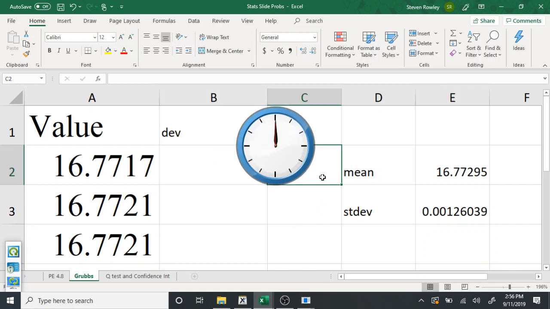I don't know why this is behaving a little strange. Let's see if I can get out of this.